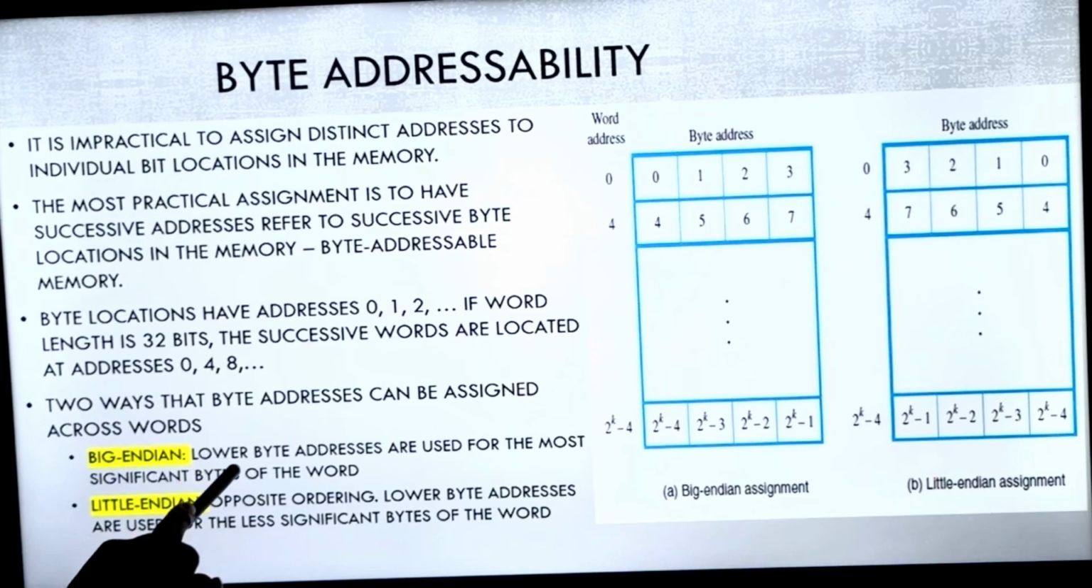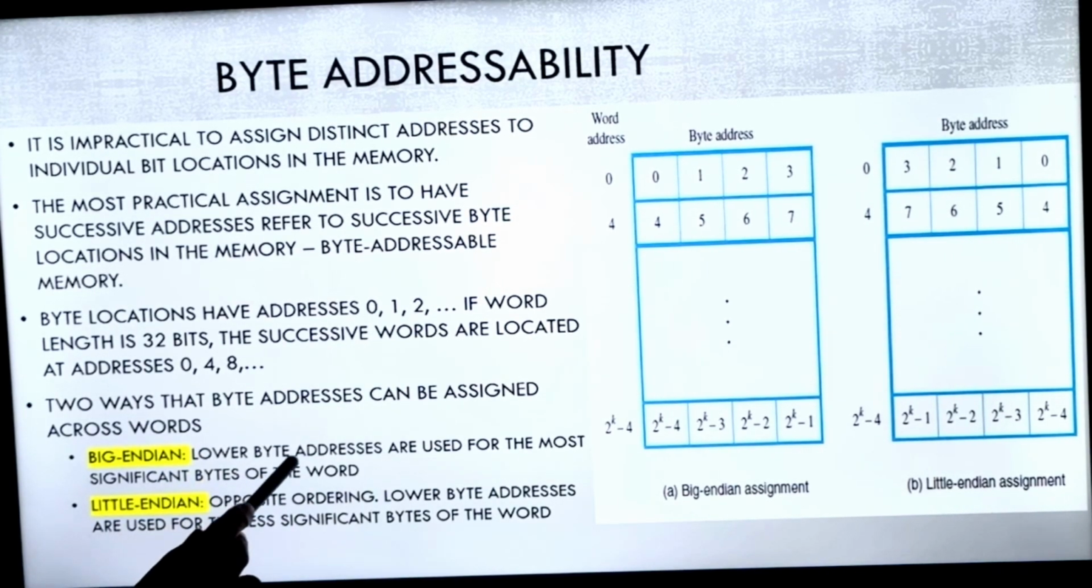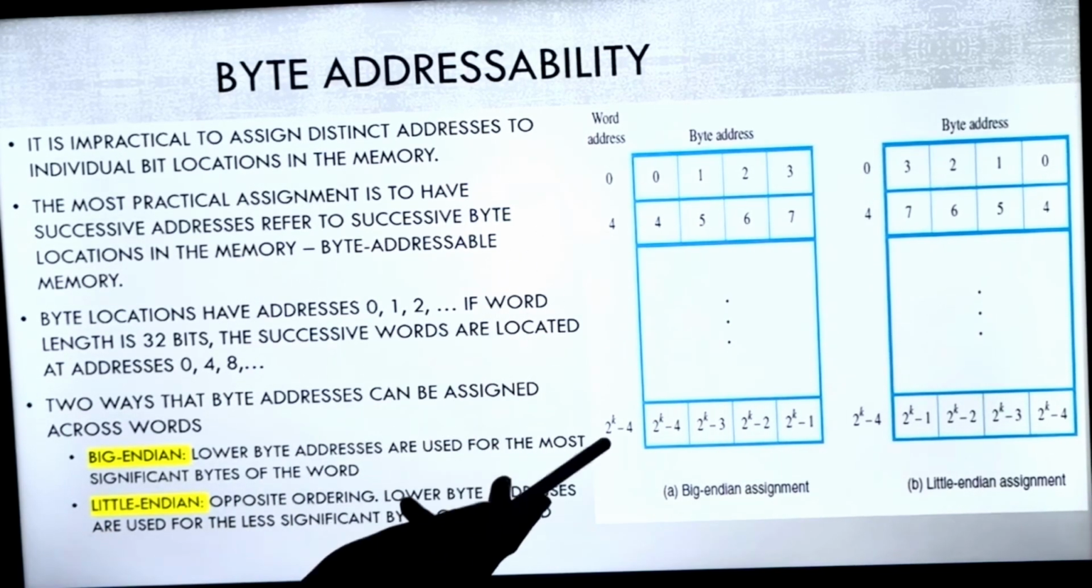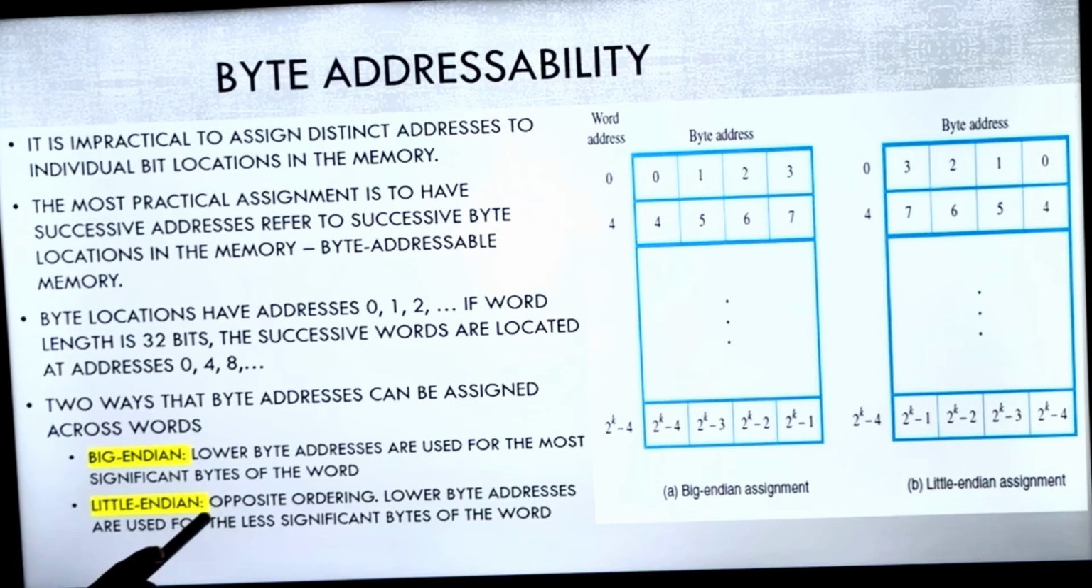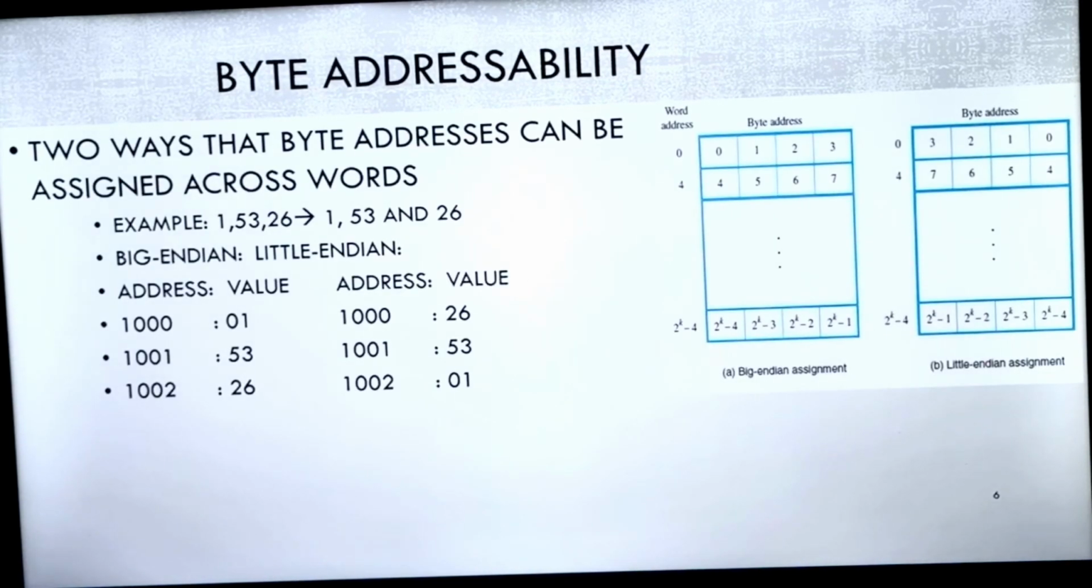So Big-endian is nothing but an arrangement of the byte addresses where lower byte addresses are used for the most significant bytes of the word, whatever I said. And little-endian, opposite ordering, means lower byte addresses are used for the less significant bytes of the word. We have an example also. Let's see the example. It will be more clear for you.